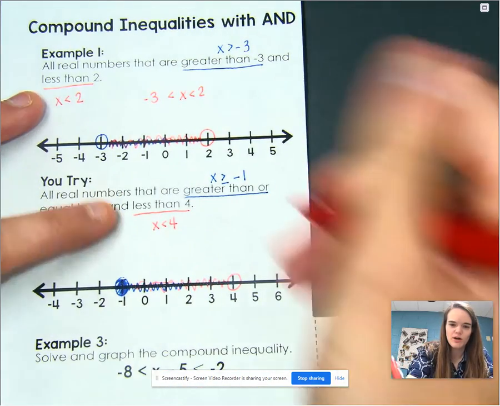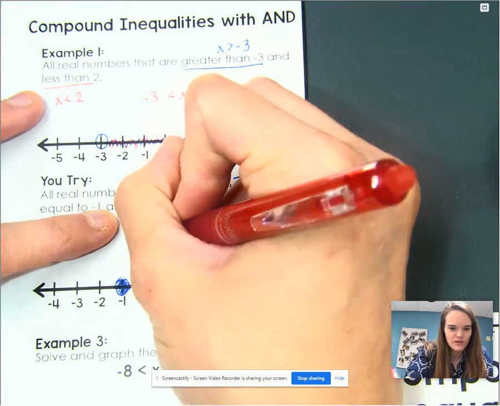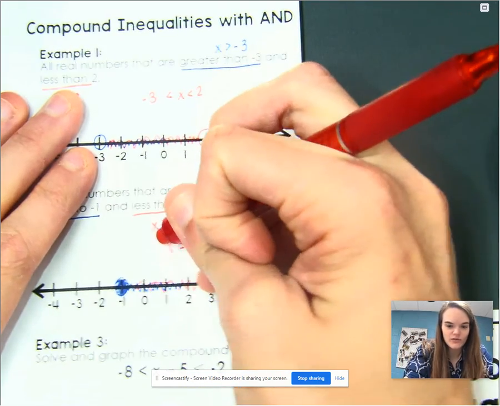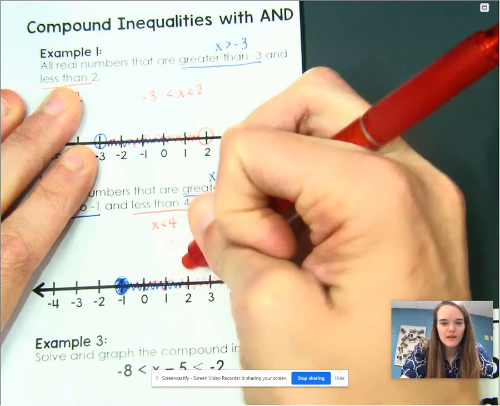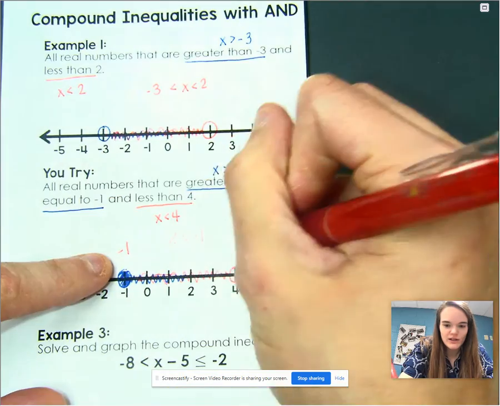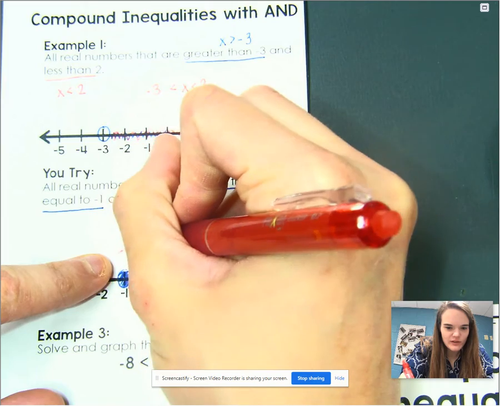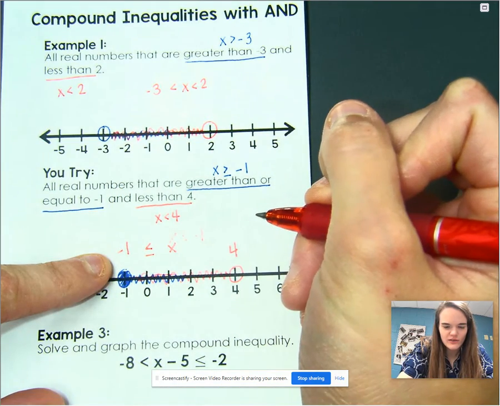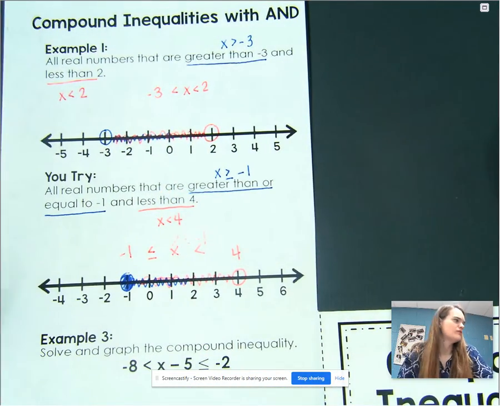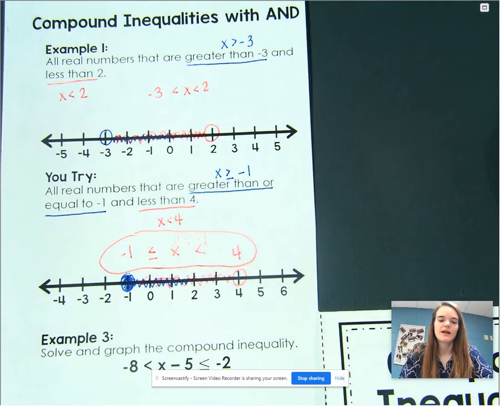We're going to write this one as well by taking x is greater than or equal to -1. No, we're not. I did it backwards. That's okay. It's easier sometimes if we look at the graph to do this. I've got -1 and I've got 4 and I've got x right here. So -1 is less than or equal to x. So x is greater than or equal to -1. And then x is less than 4. So there's how I would write this. Okay.